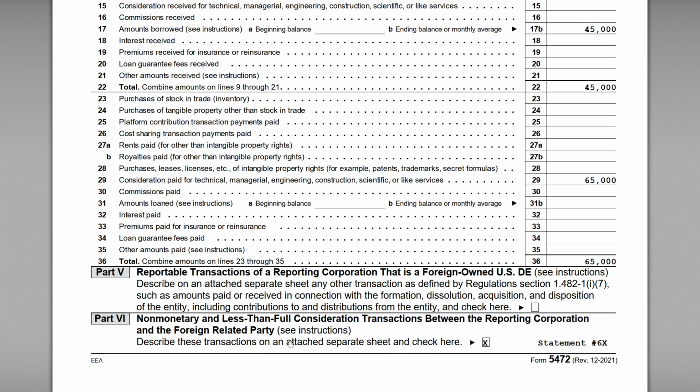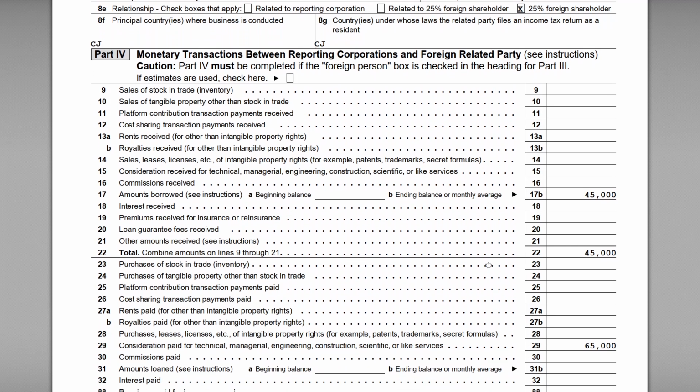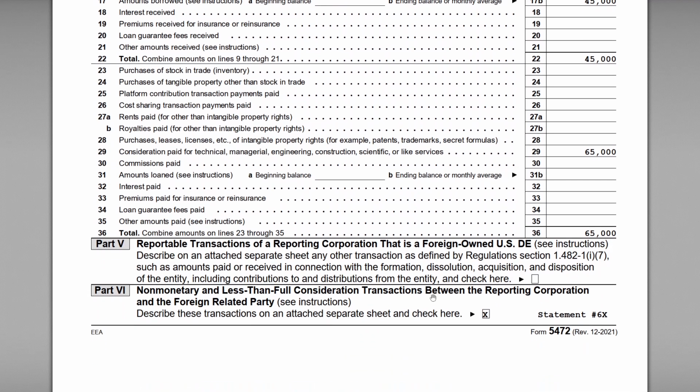Part 6 is asking for any kind of non-monetary and less than full consideration transactions. We check yes here and add a statement 6 that just highlights that the related party here is an officer and director of the company, right? So there's perhaps times where they are doing something on behalf of the company where it's either non-monetary or they're not getting paid full consideration for that. And so we just want to disclose that to make it very clear that Hans is not merely a passive shareholder, right? He's actively engaged in the business operations, okay?